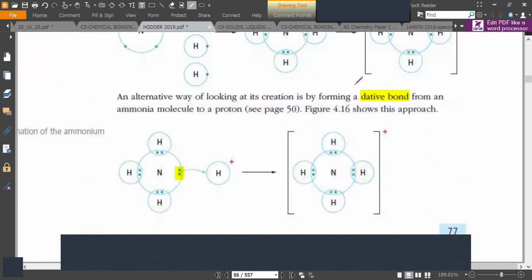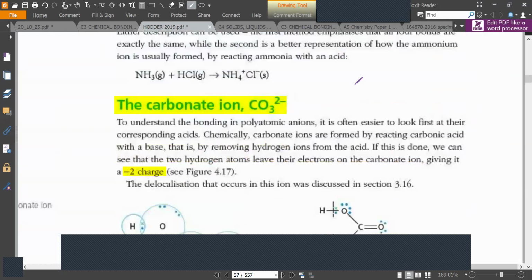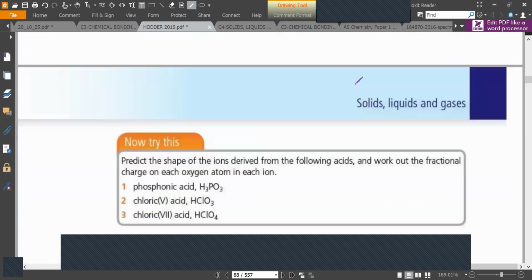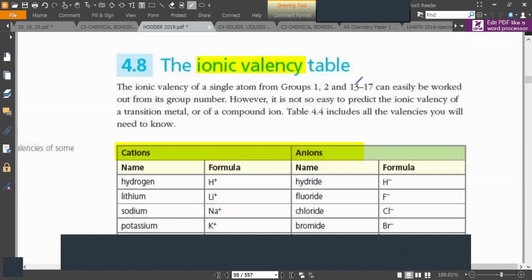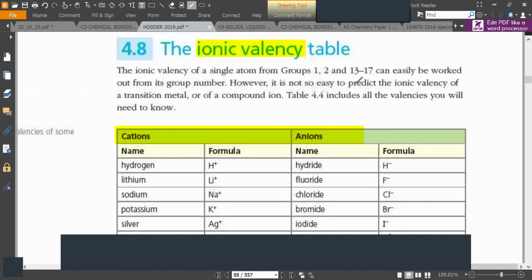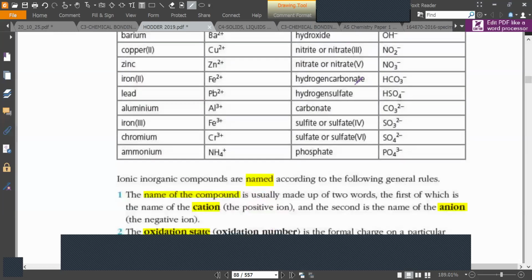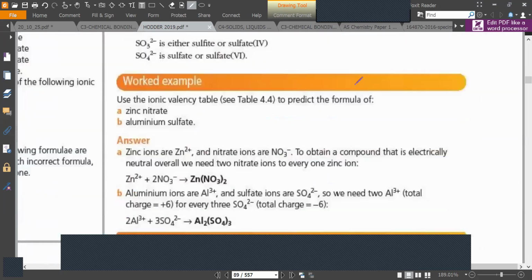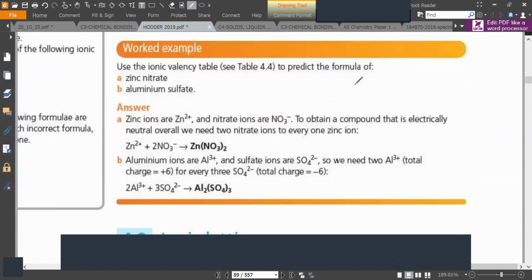Ammonium ion can also form a lattice. Carbonate ions. Sulfate ions. Ionic valency table. We just need to know the charge on the ions, so we need to memorize some of them. With that, we can work out the formula. Example, zinc nitrate. Zinc is 2 plus. Nitrate is -1, so we need 2 of them to balance the 2 plus. So it is 1 zinc, 2 nitrate.